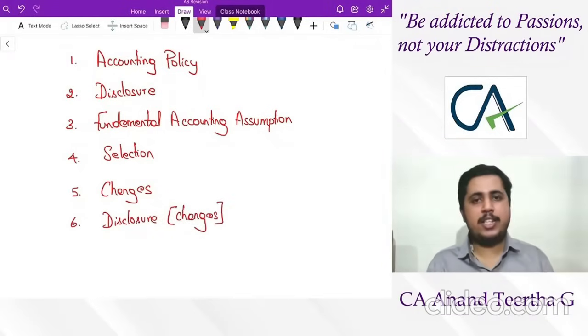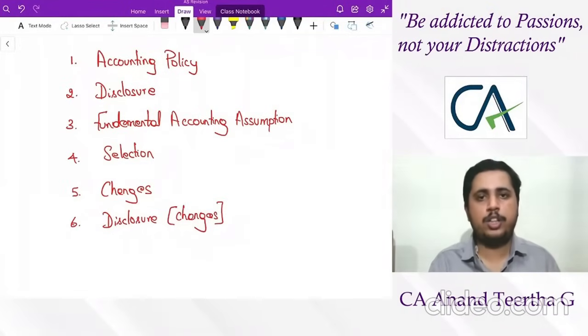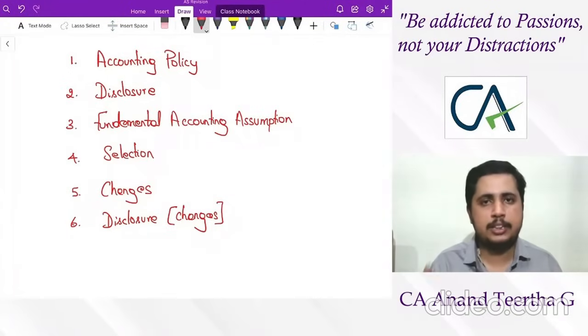Okay, the major reason why I'm giving you like this is if you now just see one of the point, light up your mind. Say what should be coming over there. Fundamental accounting assumption. What should come? 3 points. Going concern, consistency, accrual. Then selection. 3 points has to come. What are those? Prudence, substance over form, materiality.